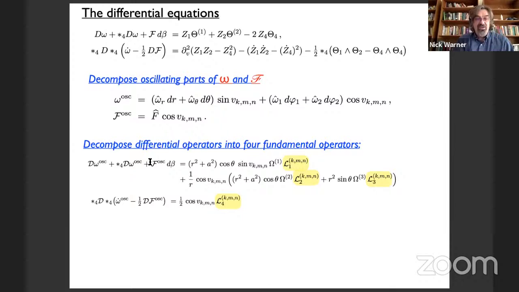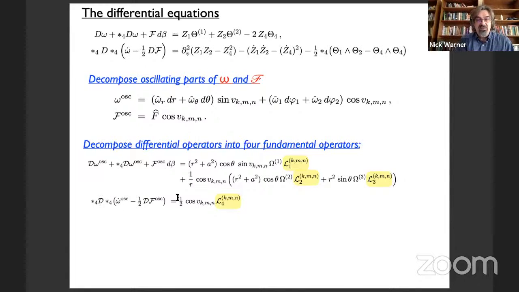And then you do the same with the differential operators. You take this left-hand side, we're going to look at only the oscillating parts of everybody, and then you decompose this operator, because it's a self-dual 2 form, and this is a self-dual 2 form. It must be decomposable into this basis of self-dual 2 forms. And you define these operators, which I'm going to write down in a minute, L1, L2, and L3. And similarly, this is a second-order differential operator on F, or a divergence on omega.